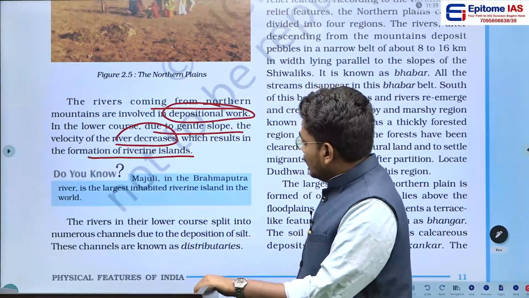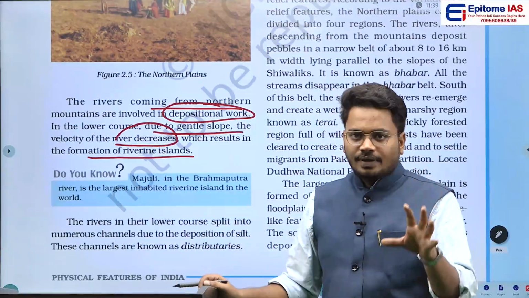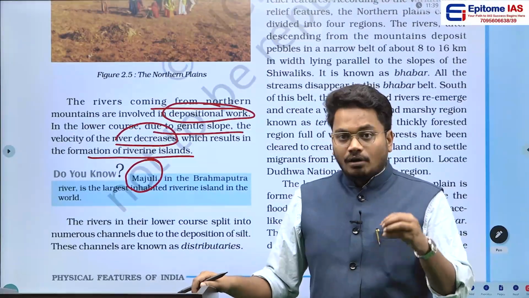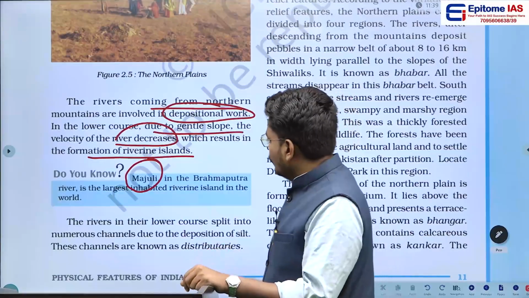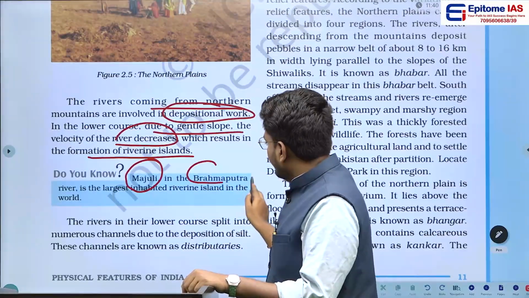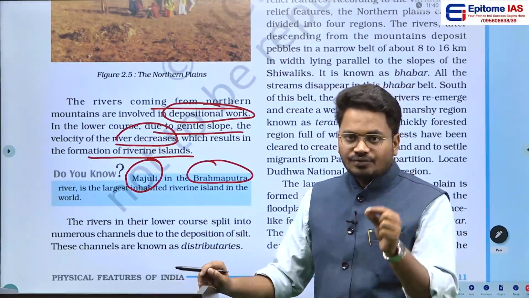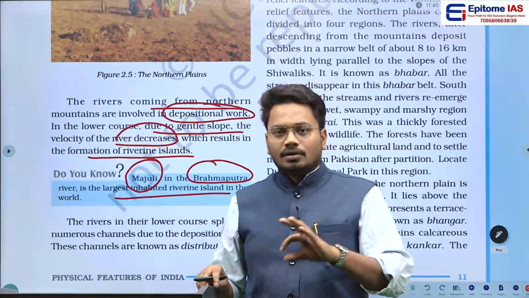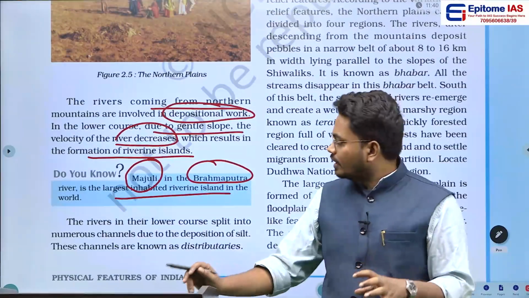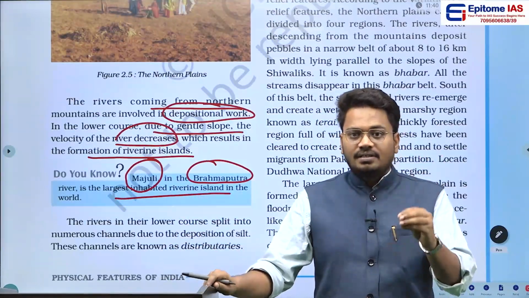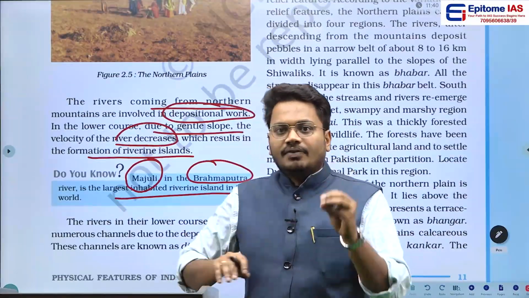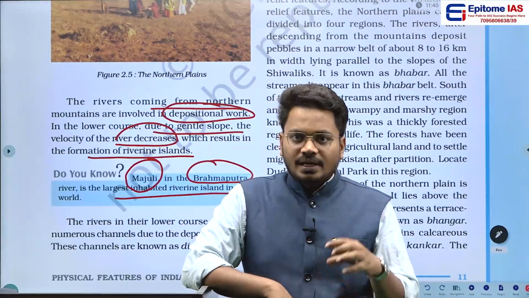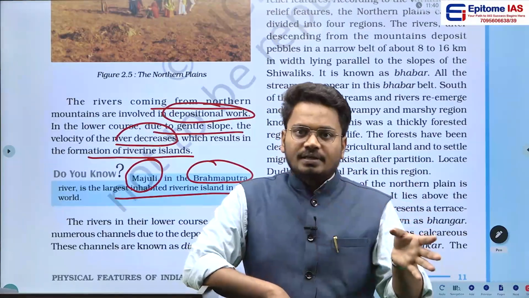Now, here he has given an example of one of the riverine islands, that is Majuli Island. Now, where is this Majuli Island? On which river has this Majuli Island been formed? It was formed in the Brahmaputra river. Now, what is the importance of this particular Majuli Island? It is the largest inhabited riverine island in the world. Not only India, in the entire world, this particular Majuli Island is the largest inhabited riverine island. What is meant by inhabited riverine island? That means the density of the population is very, very high in that particular island when compared with the other islands.